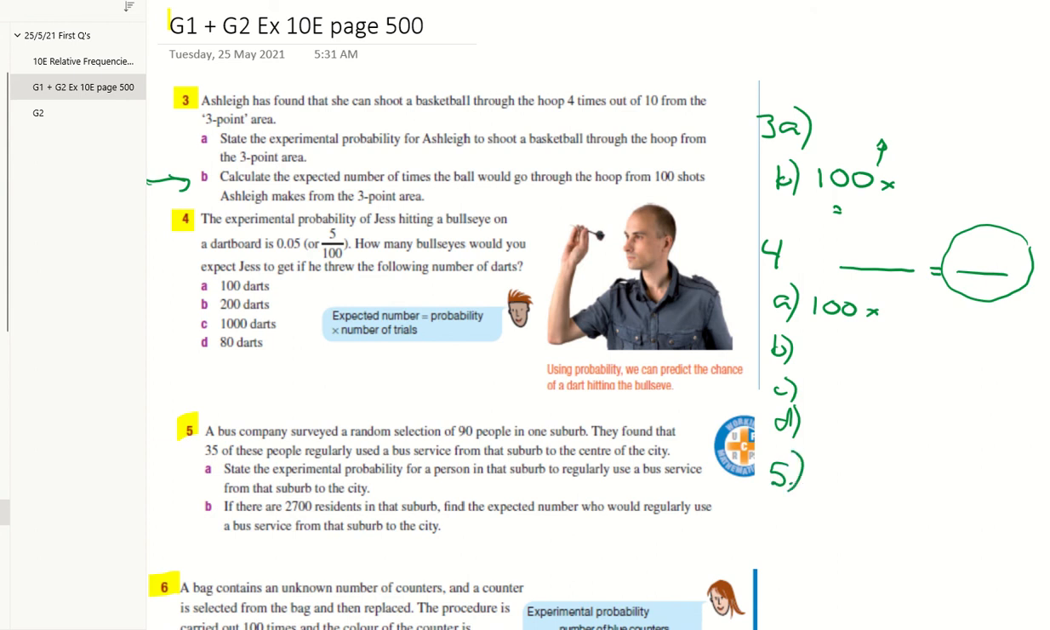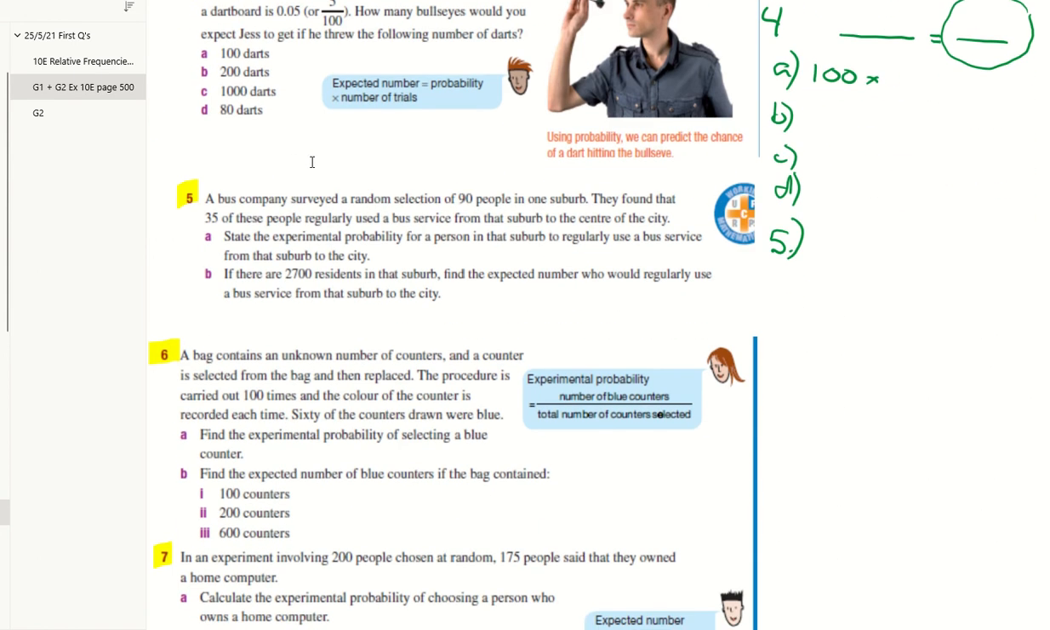Now question 5. We've got a bus company surveying a random selection of 90 people in one suburb. Remember, that 90 is the total. That 90 is going to go on the bottom of your fraction. They found that 35 of these people regularly used a bus service from that suburb to the centre of the city. Put 35 on the top line of that fraction in your book. So that's the first thing you're going to write down, is what I've just said. Then put that in your calculator, push equals, and write down the simplified fraction on the right-hand side of that.